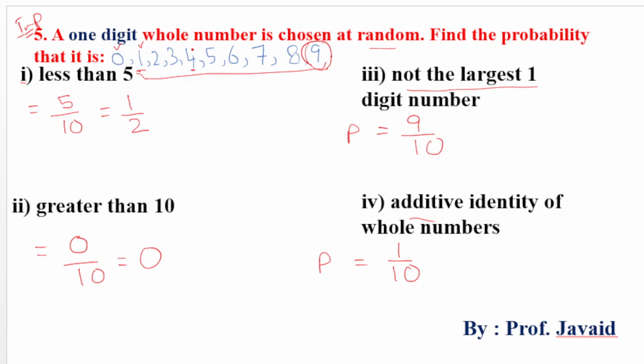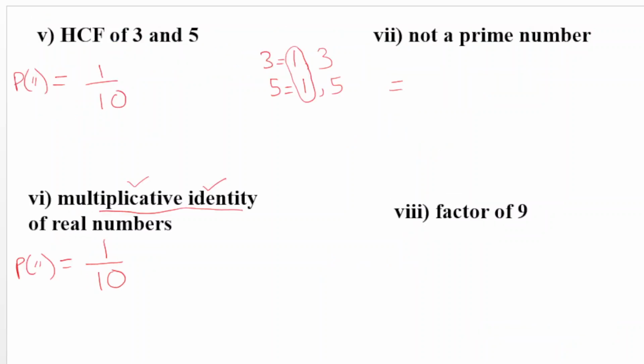2 and 3 are prime numbers. 4 is not a prime number. 6 is not a prime number. 8 is not a prime number. So how many are these? 1, 2, 3, 4, 5, and sorry, 9 is also not a prime number. 6. So basically these are 6 numbers. So these are the 6 favorable outcomes. Probability of not a prime number is 6 over 10, dividing by 2 on both, that will be 3 upon 5.